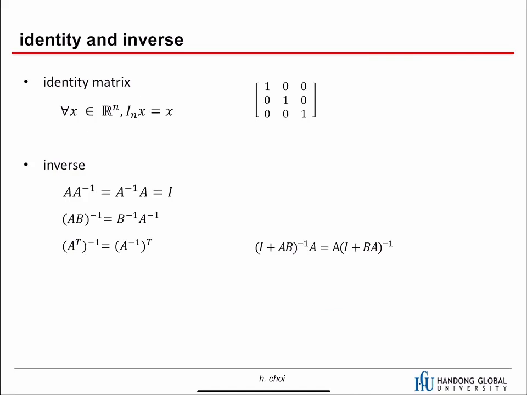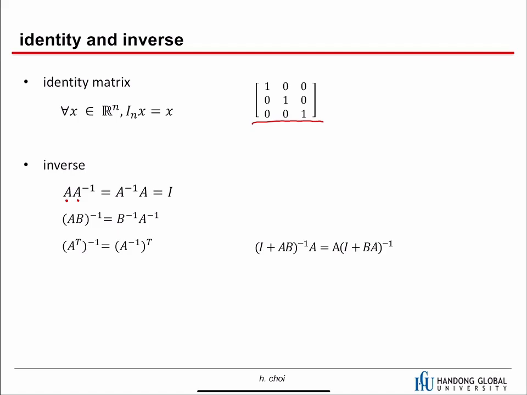Okay, and the next one is the identity matrix. I think you are already familiar with this. In a 3 by 3 matrix, the identity matrix is this. Basically, the diagonal elements are 1s, and the off-diagonal elements should be 0. And for the inverse, A times A inverse should be I, and A inverse times A should be I too.